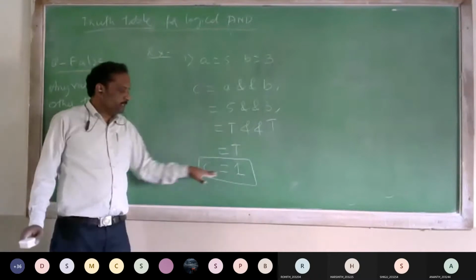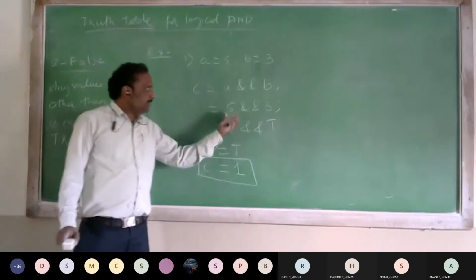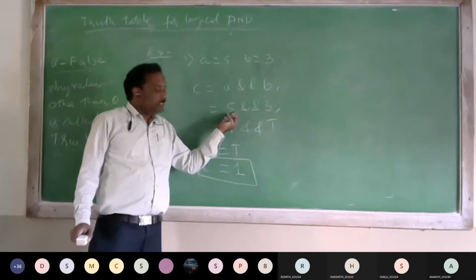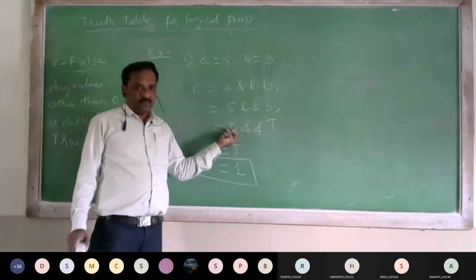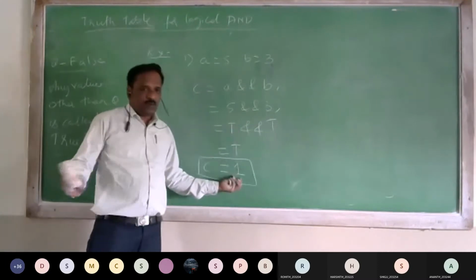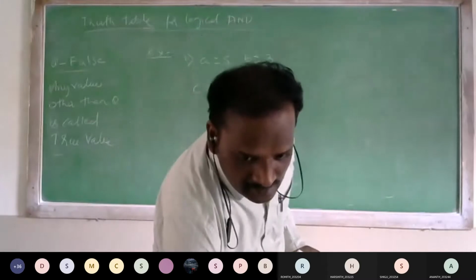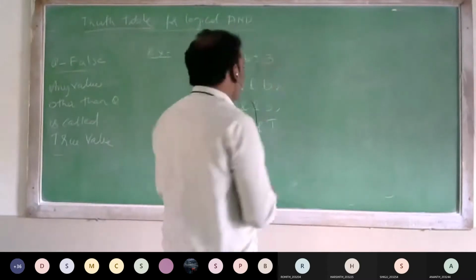0 means false, 1 means true. But when you are taking the variable values, we say that any value other than 0 is called a true value. But the result will be either 0 or 1. Is everybody getting it? Now, I will take one more example.